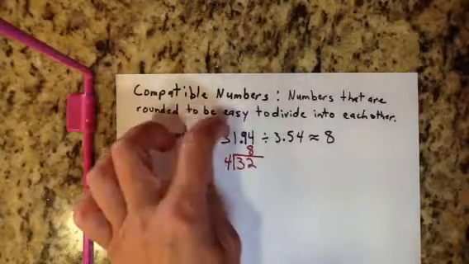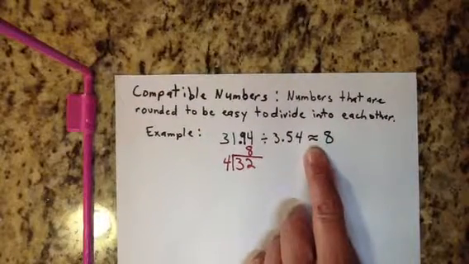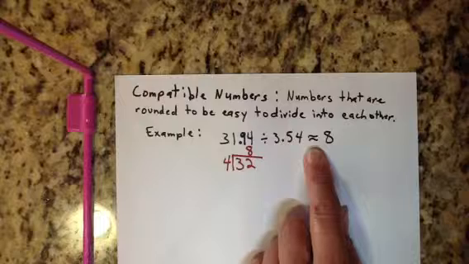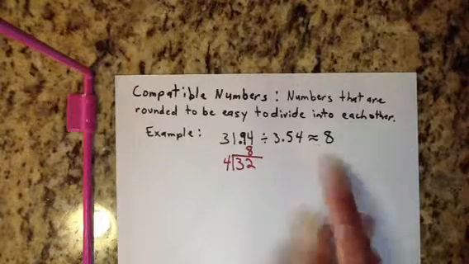Basically it's like 32 divided by 4 is 8. And notice I use the wavy equals. That wavy equals shows that it's either been rounded or it's an estimate. Okay, thank you.